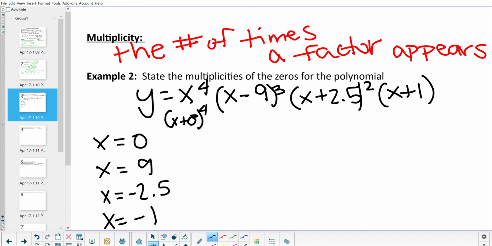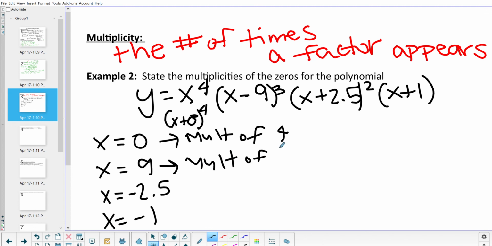Now just stating the multiplicities, 0 has a multiplicity of 4 because it's raised to the fourth power. 9 has a multiplicity of 3. Okay, negative 2.5 has a multiplicity, this is pretty easy, right, of 2. And negative 1 has a multiplicity of 1.